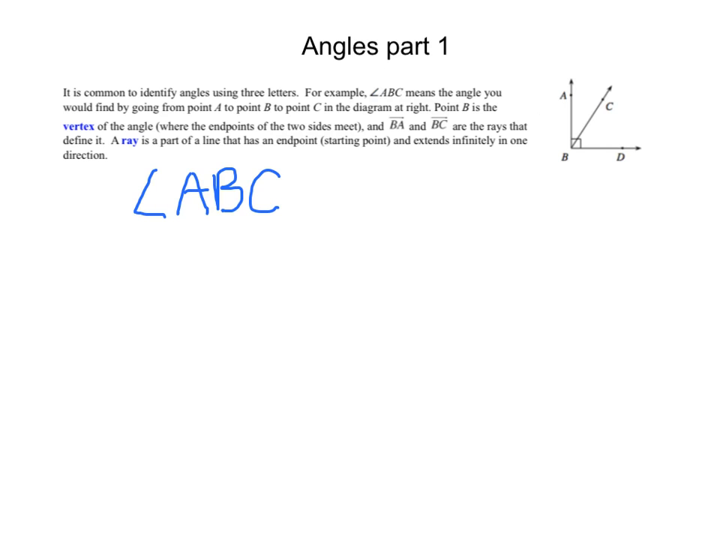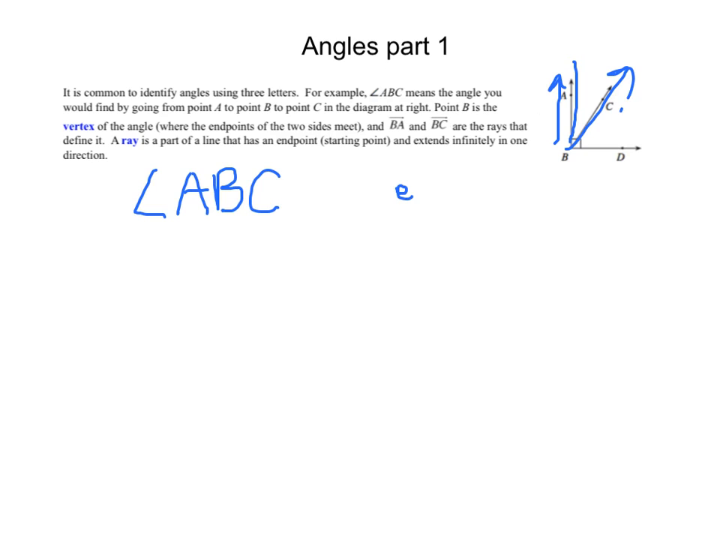Angle ABC would refer to the angle that's formed by a ray that goes from B through point A, that's over here, and from B through point C, that's right there. Together, those two rays, when they meet, the common point where they start from, form an angle.